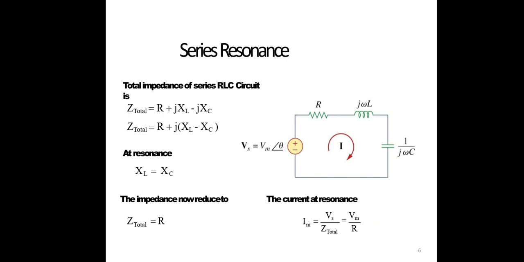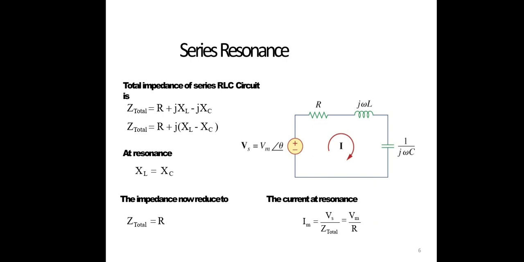R plus jXL minus jXC, like that. j is common here. So the Z total is equivalent to R plus j into (XL minus XC). So what are XL and XC? These two are both reactive components, of the inductance and capacitance respectively.